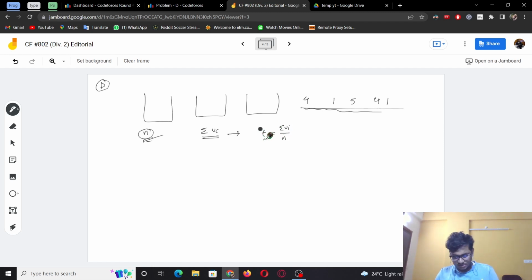So obviously if the query is less than this minimum time, then we have to output -1. Now another interesting observation is that if we take this test case, sigma vi turns out to be 15, and you have 5 locks, so that way your tmin will come to 3.